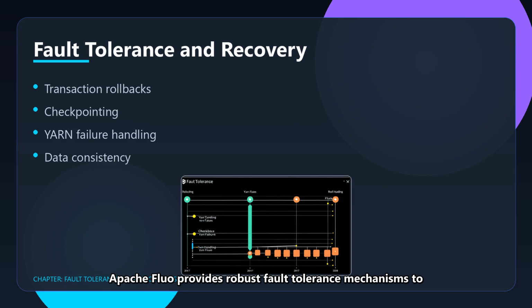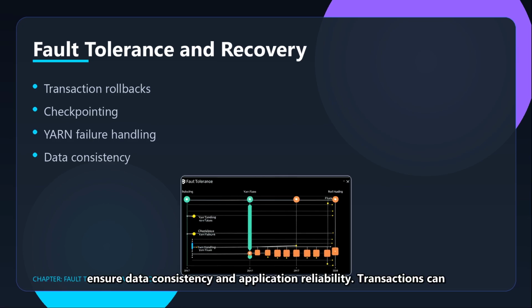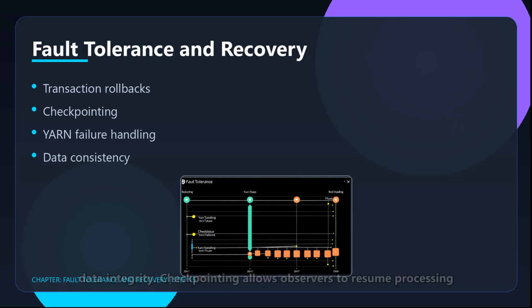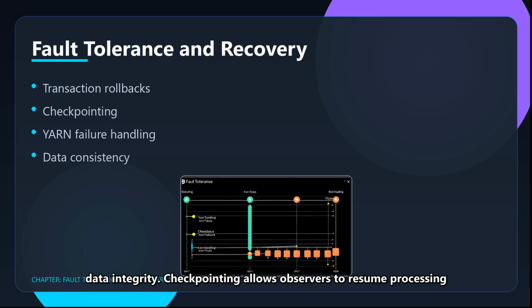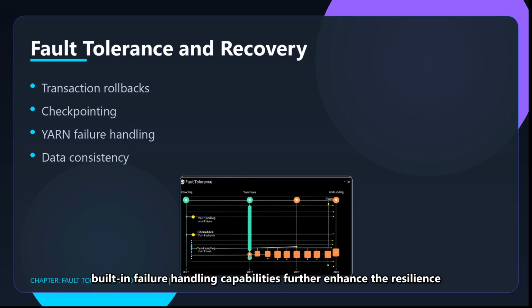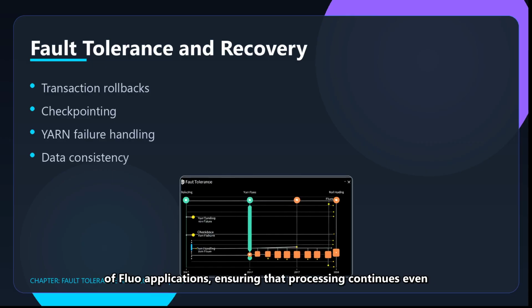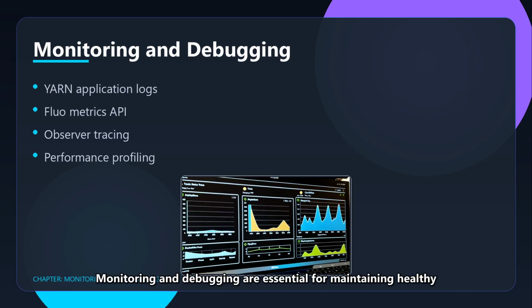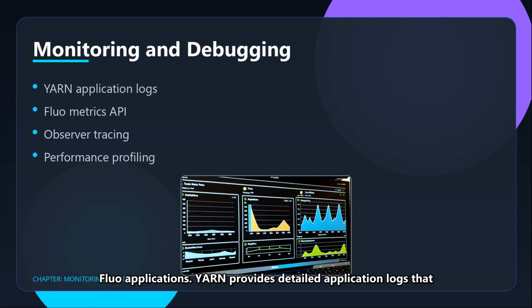Apache Fluo provides robust fault tolerance mechanisms to ensure data consistency and application reliability. Transactions can be rolled back in case of failures, maintaining data integrity. Checkpointing allows observers to resume processing from a known state after a failure. YARN's built-in failure handling capabilities further enhance the resilience of Fluo applications, ensuring that processing continues even if individual nodes fail.